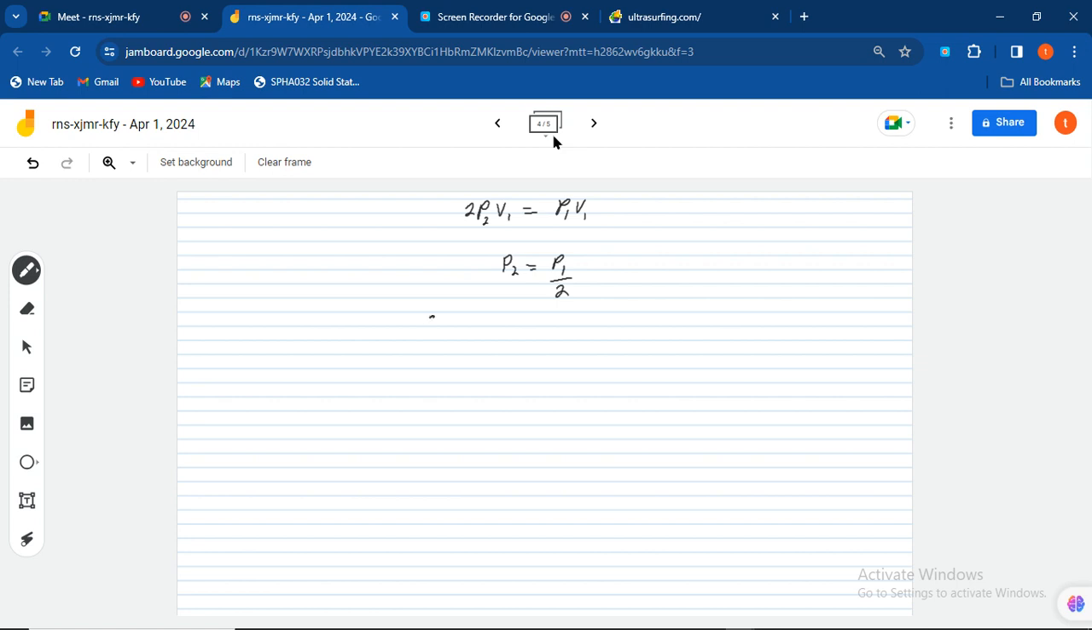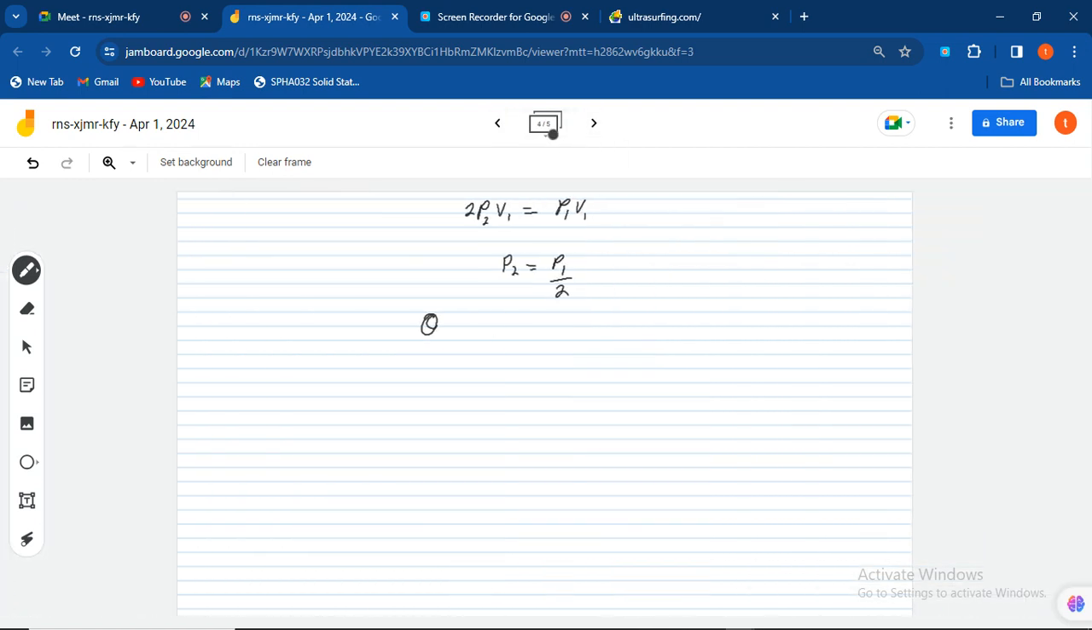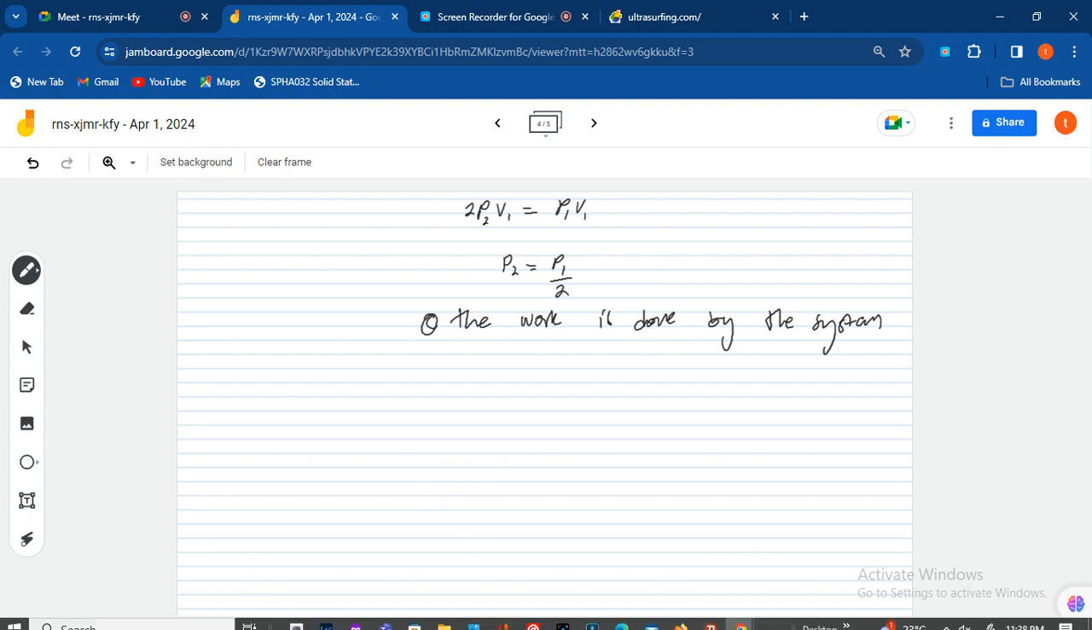So this is number C. The work is done by the system. I'll give you the justification. And now let's move to number D.